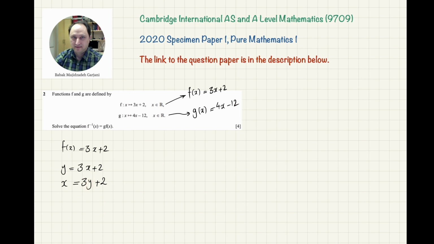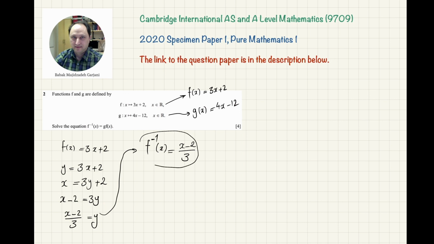That is very easy. I move this 2 from right to left. It becomes x minus 2 equals 3y. My goal is to find y, so I divide both sides by 3, and then I get y equals that. I can translate and write it in this form: f inverse of x is equal to x minus 2 over 3. So that is the inverse function for f.